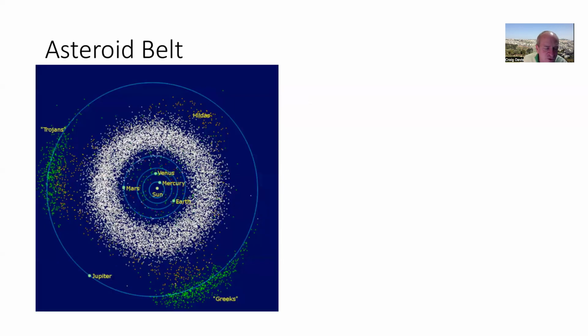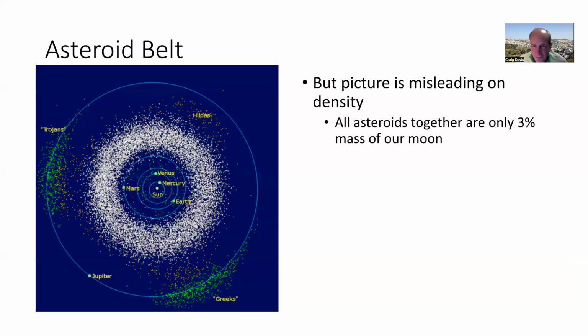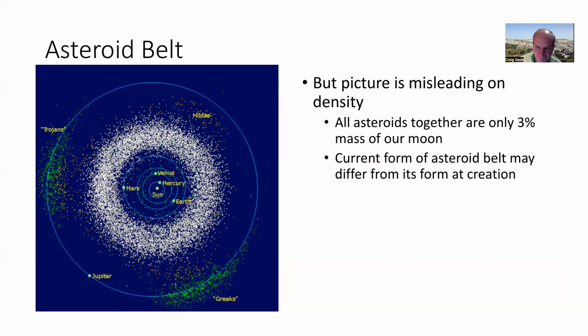Before I get to Jupiter, which would be the next planet, I should say something about the asteroid belt. Here's a good picture of the asteroid belt as far as showing where asteroids are. But the thing that's a little misleading about the picture is the density of the asteroids. All the asteroids put together only total up to about 3% the mass of our moon. So it's not like it's really crowded out there. The picture makes it look crowded, but it's not.